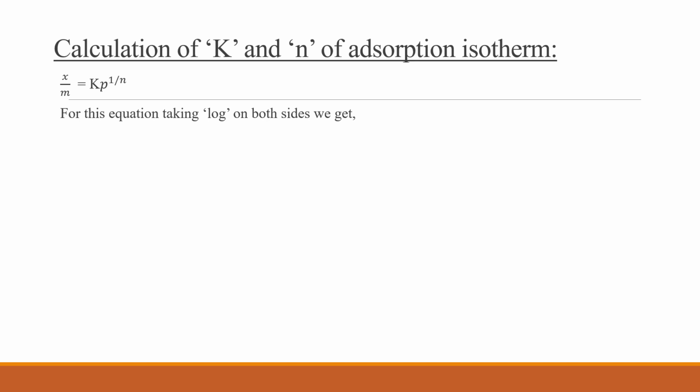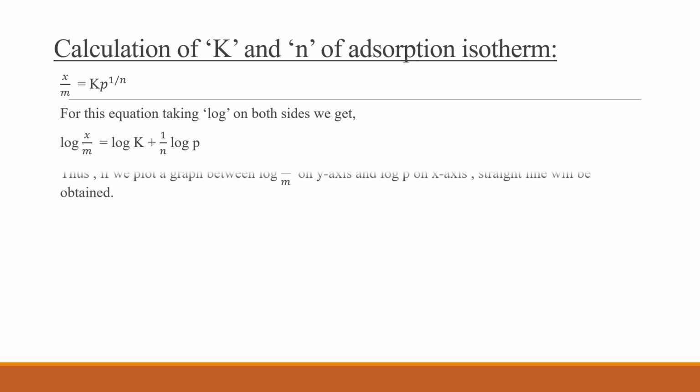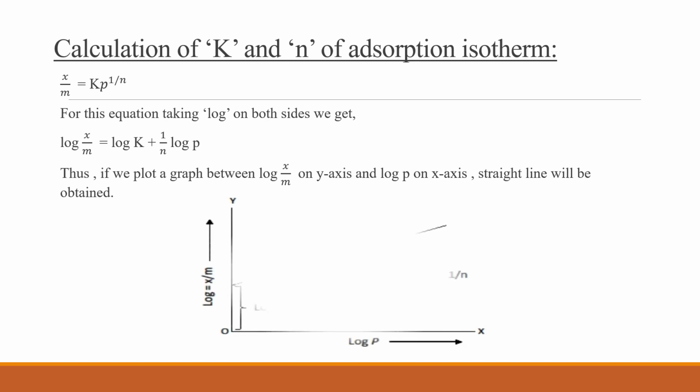Now for this equation, taking log on both sides, we get log x by m will be equal to log K plus 1 by n log P, by using the property of log. Thus, if we plot a graph between log x by m on y-axis and log P on x-axis, a straight line will be obtained. Now this will be the graph for the Freundlich adsorption isotherm if we are plotting log x by m on y-axis and log P on x-axis.